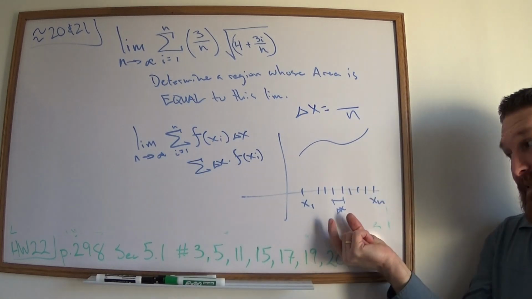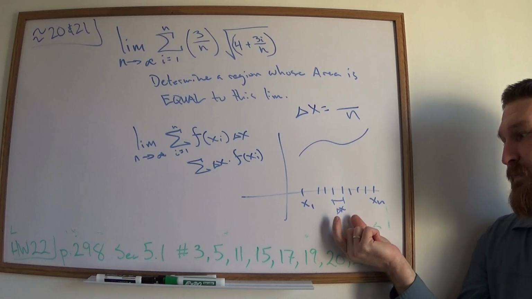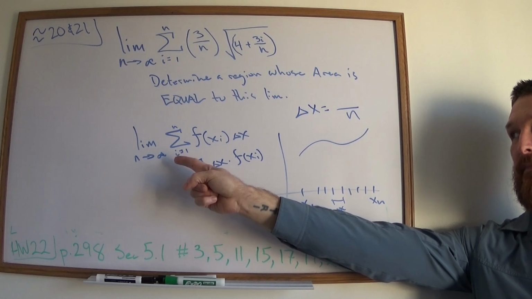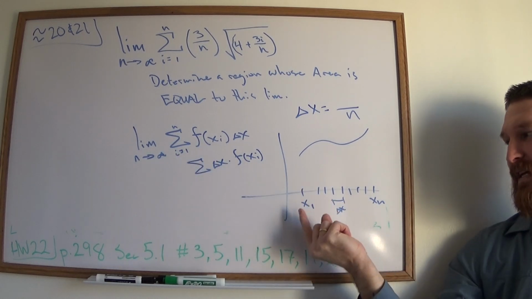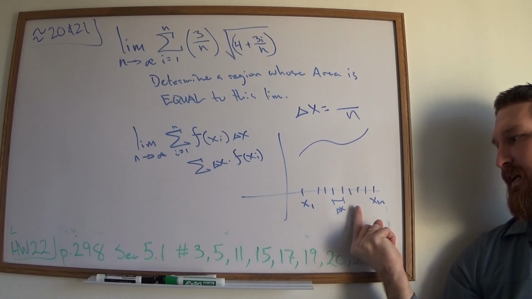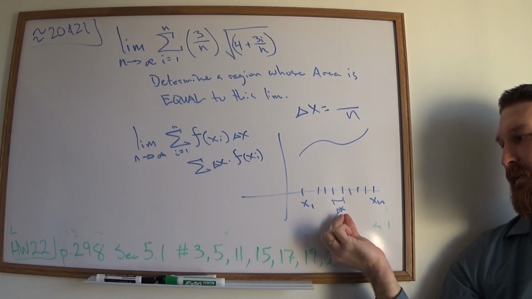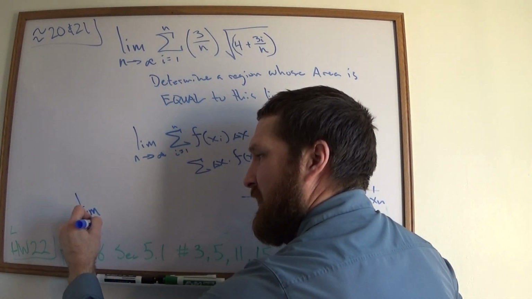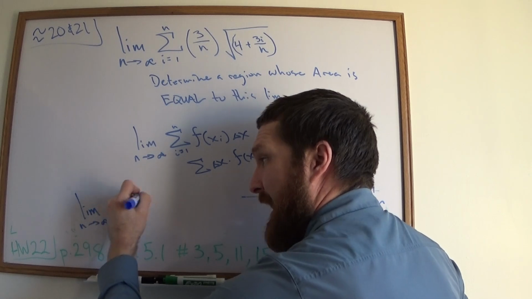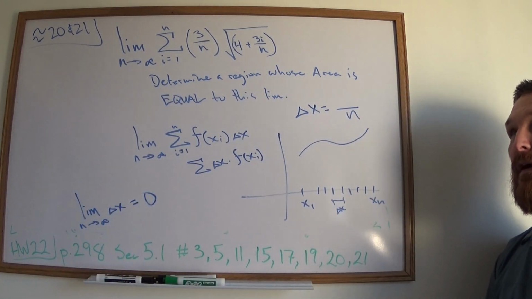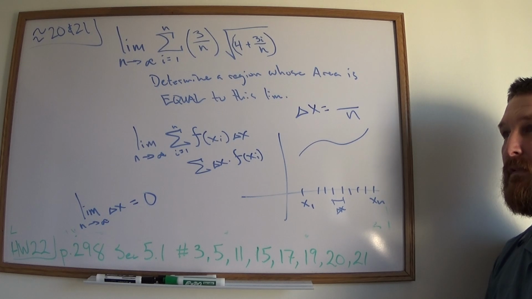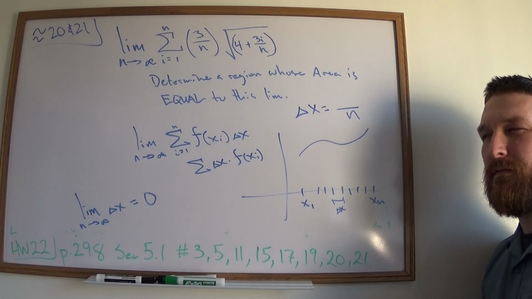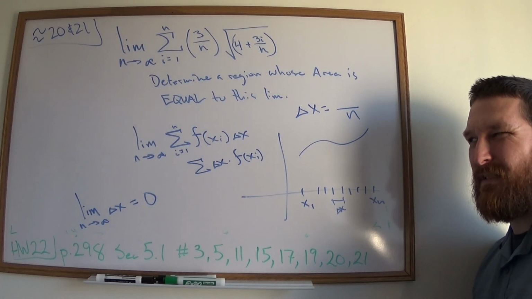Because delta x, this is a key here, and I didn't say this explicitly: delta x had better go to 0 as n goes to infinity. Right? Because if you're chopping it up infinitely on a finite interval, the limit as n goes to infinity of delta x had better go to 0. Otherwise, you're going to be adding infinitely many things that aren't 0 together. You know what I'm saying? Does that make sense?